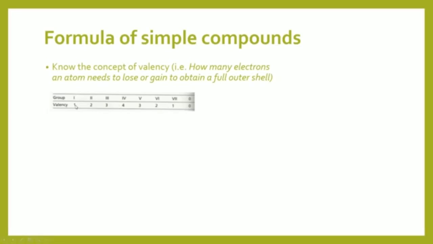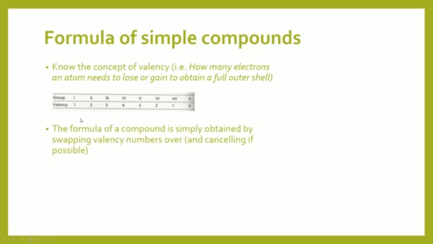So group 1, valency of 1 because it needs to lose 1 electron. Group 7, valency of 1 also because it needs to gain 1 electron. So whether it's losing or gaining, the valency is how many electrons need to be gained or lost in order to achieve a full outer shell, and that's very, very important. So the formula of a compound is simply obtained by swapping the valency numbers over, okay, and cancelling if possible.